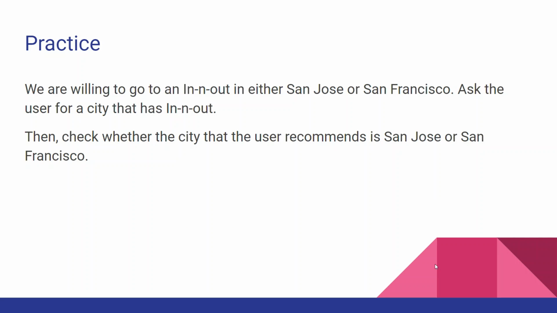So let's say we're willing to go to In-N-Out in either San Jose or San Francisco. Now let's ask the user what city they recommend that has In-N-Out. And then we're going to check whether this city is in San Jose or San Francisco. If it isn't, we have to tell the user. So pause the video right now and try to figure it out. Good luck.